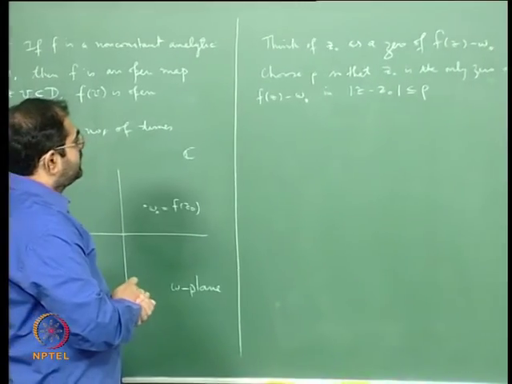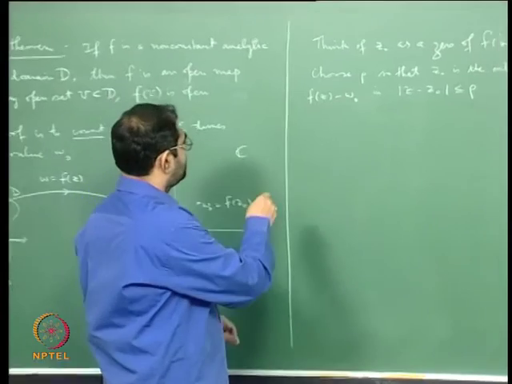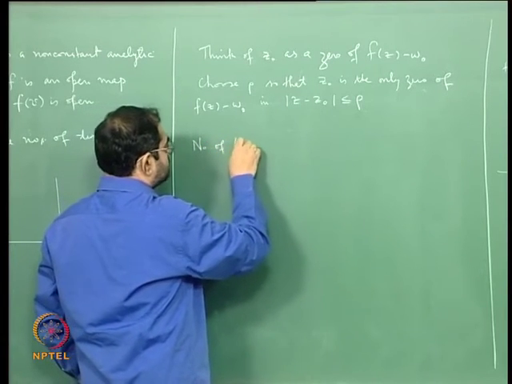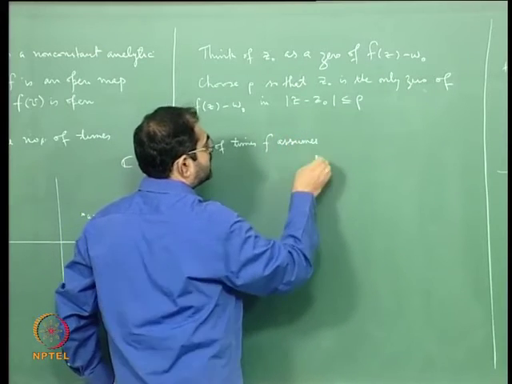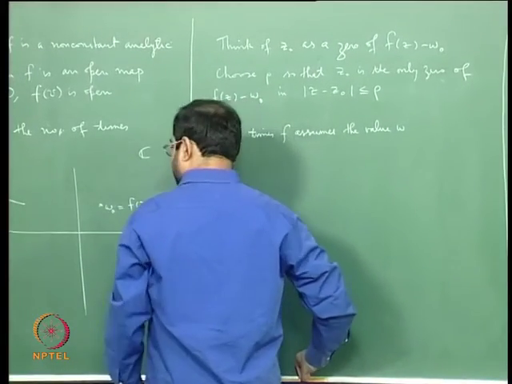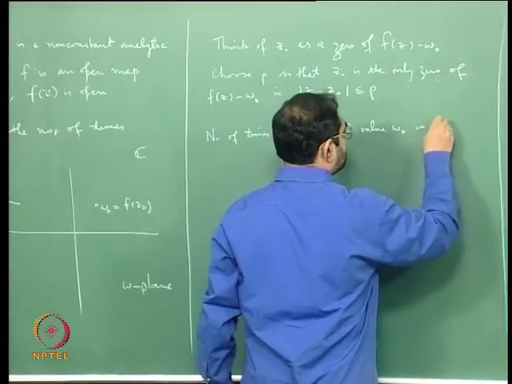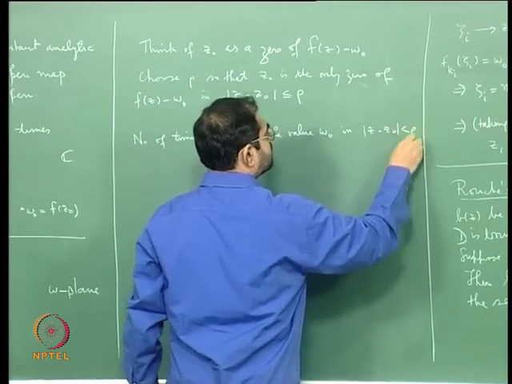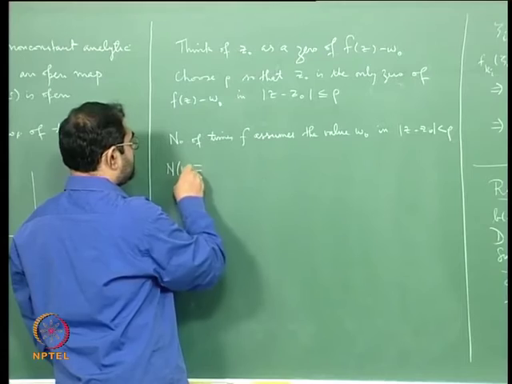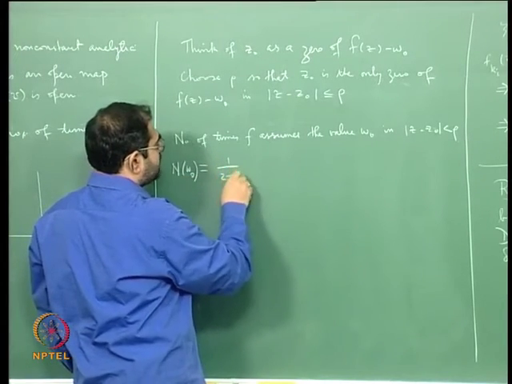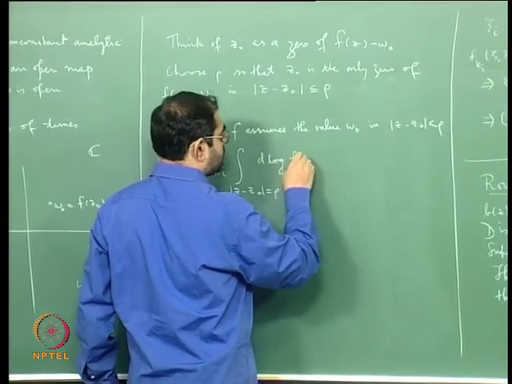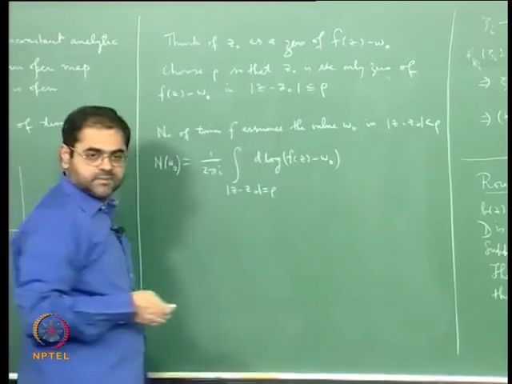Now, what is the number of times f assumes the value omega naught in mod z minus z naught less than rho? Let me call this n sub omega naught. This will be 1 by 2 pi i times the integral over mod z minus z naught equal to rho of d log of f of z minus omega naught. This is just the argument principle.